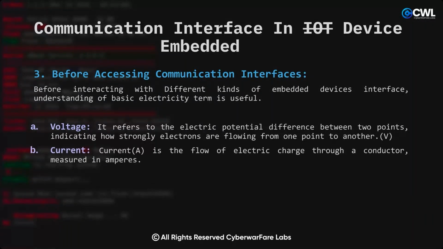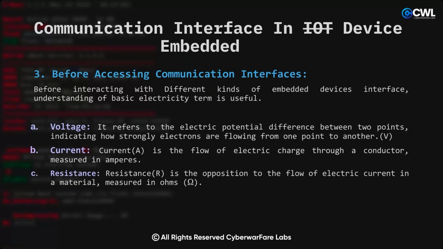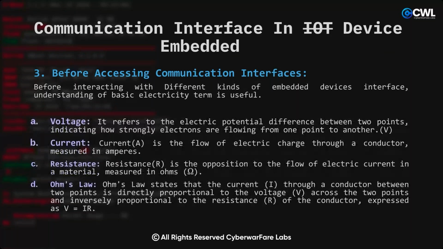Then we have the current. Current is how many electrons move past a certain point in a given amount of time, a flow of electric charge inside a conductor. Resistance is the opposition to the flow of current in a material, a conductor, or any body which can pass current. Ohm's law: if you know two things, either I or V, or I or R, that is current or voltage, you can find the resistance. Or if you know the resistance and voltage, you can find the current. So Ohm's law is the relation between voltage, current, and resistance.